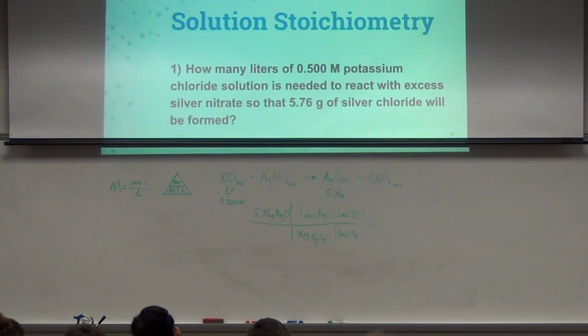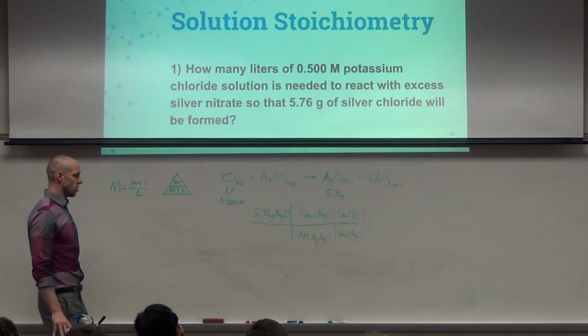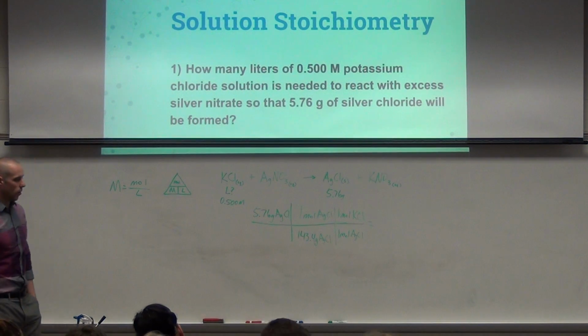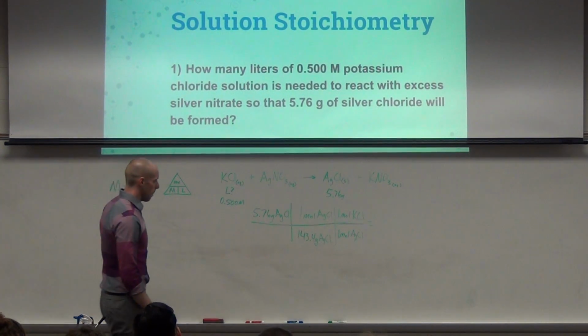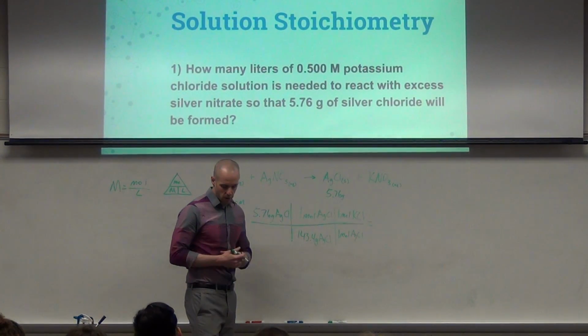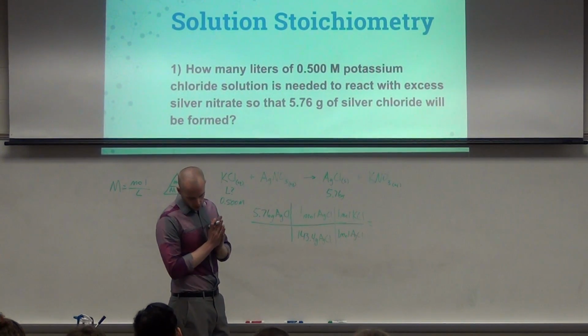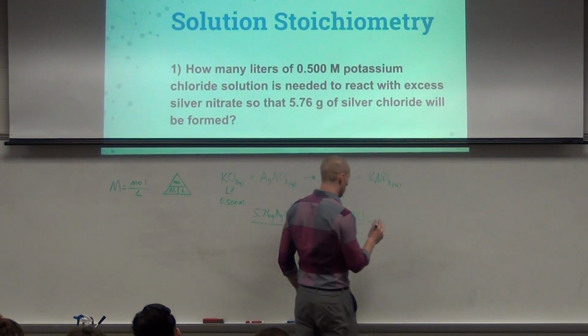So essentially all we're doing here is taking 5.76 grams of silver chloride and dividing it by the 143.4 grams of the molar mass that it has, because everything else is 1s. It's 1 to 1 ratio. So we take 5.76 divided by 143.4, and we're going to get 0.040 moles.